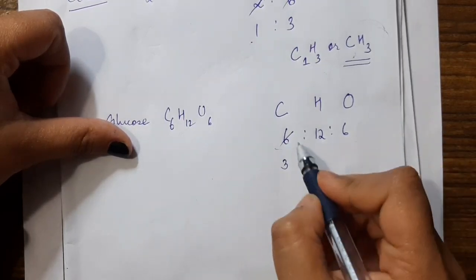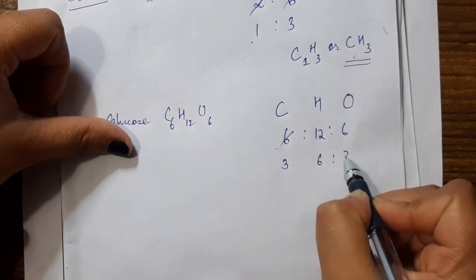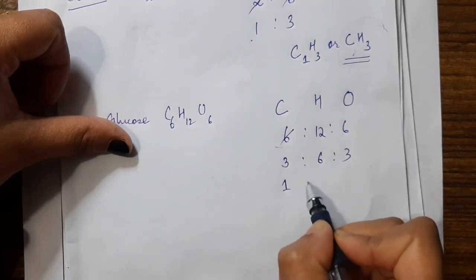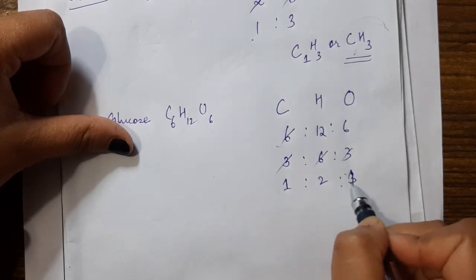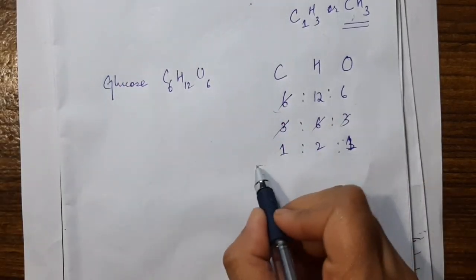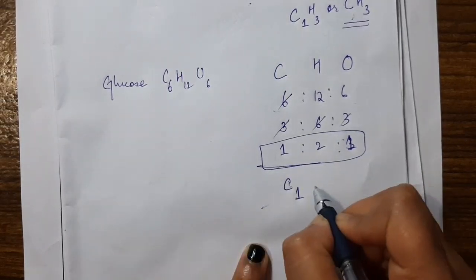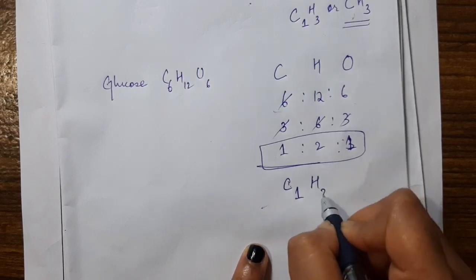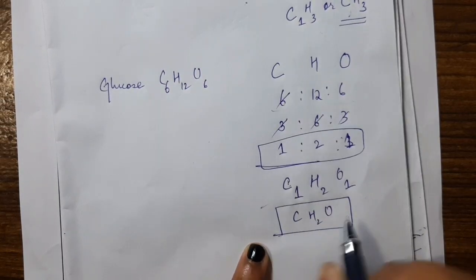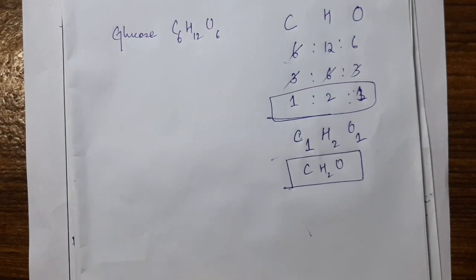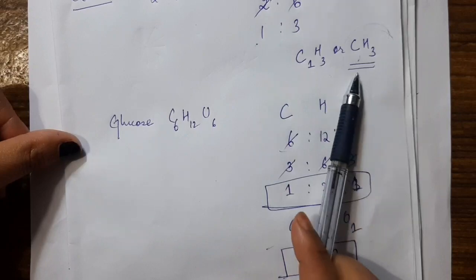2 3s are 6, 2 6s are 12, 2 3s are 6. Again we can divide. 3 1s are 3, 3 2s are 6, 3 1s are 3. So what we got out here is the simplest ratio, 1 is to 2 is to 1. So carbon 1, hydrogen 2, oxygen 1. So CH2O. This is the empirical formula for glucose. Okay, I hope you got it. It's the formula which gives the simplest whole number ratio.